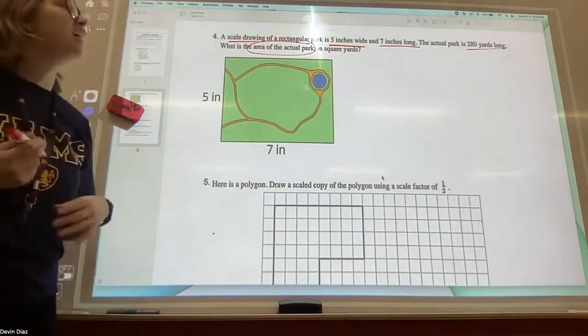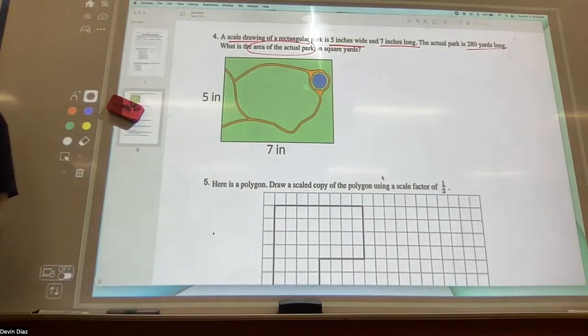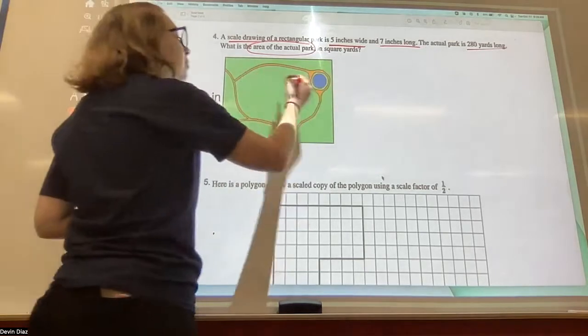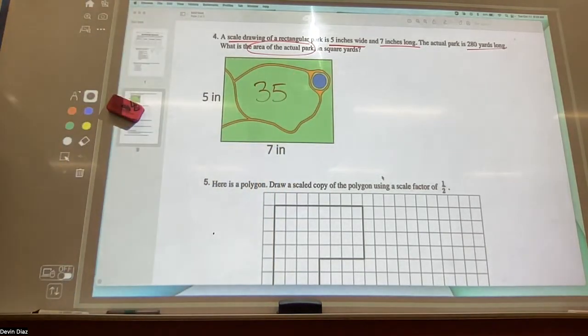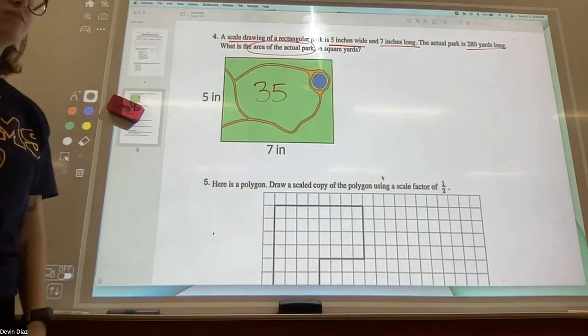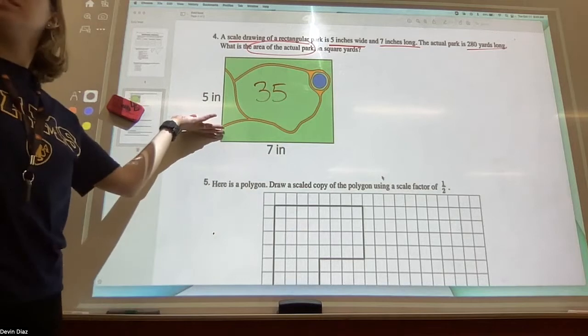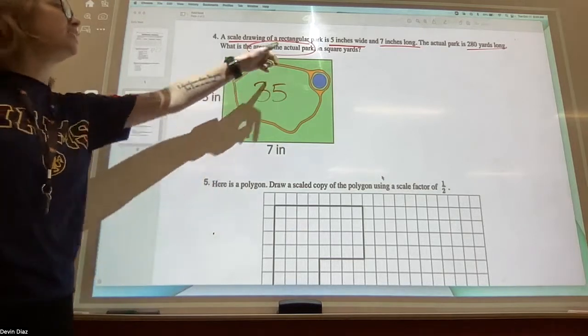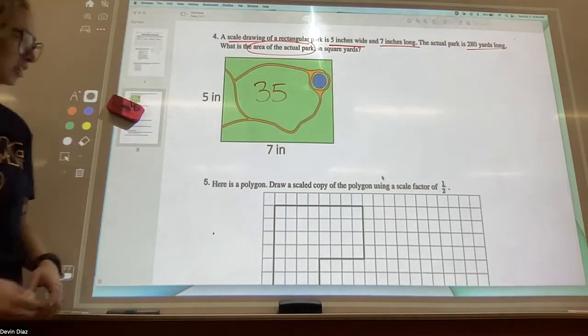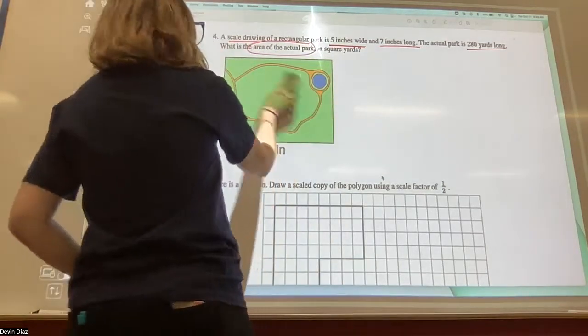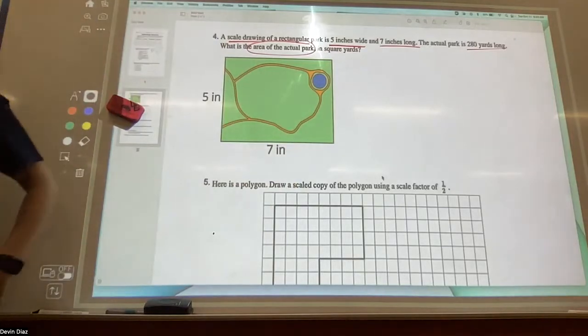Now, we had several problems. The first problem is, one of the main answers I got was 35. What's wrong with that answer? They did it in inches. This is my scale drawing of the park. Is it the actual park? No, it's not the actual park. So that's what's important. The next error I had was people not labeling ratio tables.